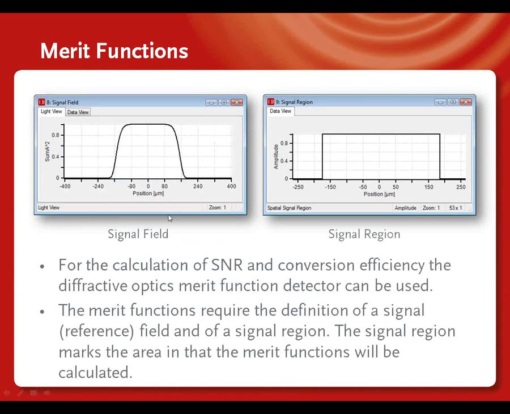And I would like to tell you a little bit more concerning these merit functions. They are included in the diffractive optics merit function detector, and both merit functions, SNR and conversion efficiency, require the definition of a signal or reference field. The signal field, this is what you see here in the left image. This is actually the perfect intensity distribution of your line. In addition, you need to define a signal region, and this is a mask that marks the area in which the merit functions will be evaluated. Inside of this area, SNR and efficiency are optimized. Outside of this area, there can be any light distribution, for example, stray light.